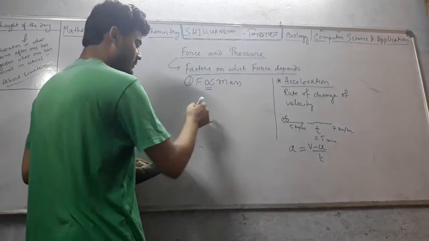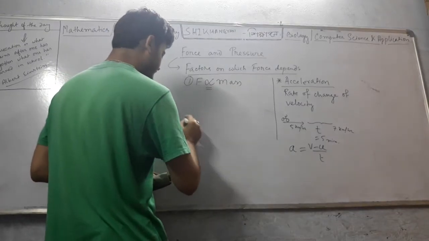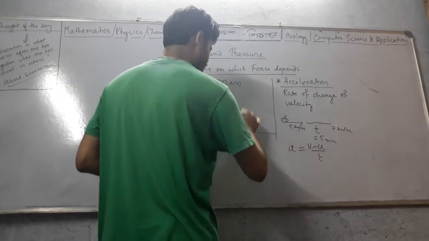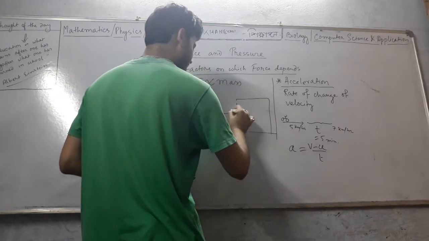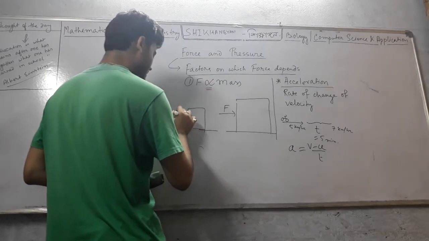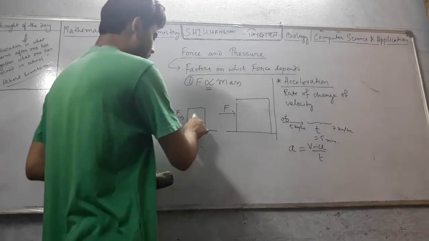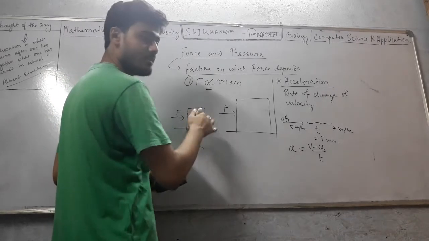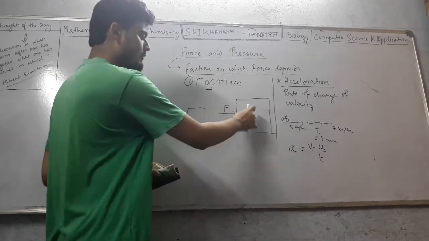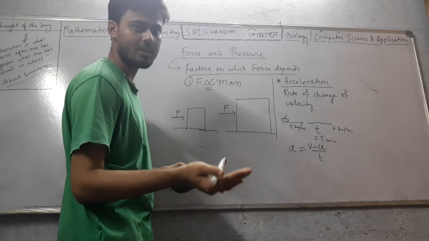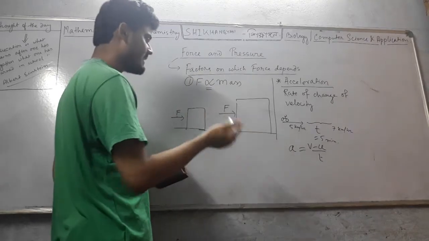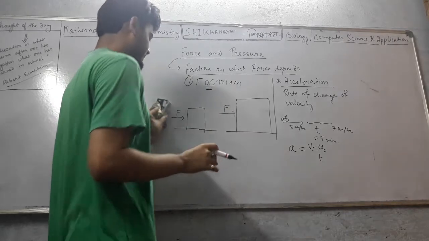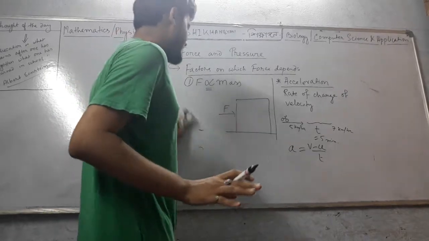Now see, for the same diagram, this is one block and this is another block. We are applying the same force F. What will happen? For the smaller block, acceleration is more, it will move faster, right? And the bigger block will move slower.